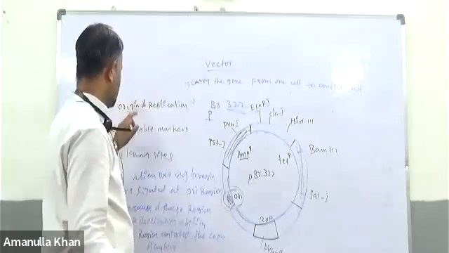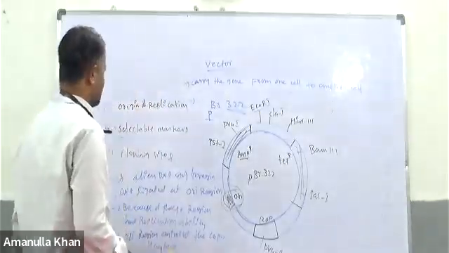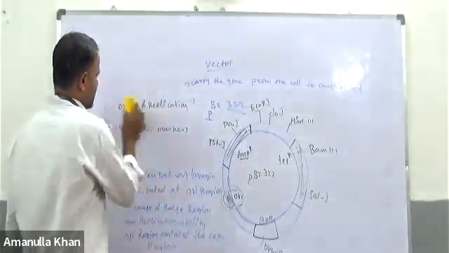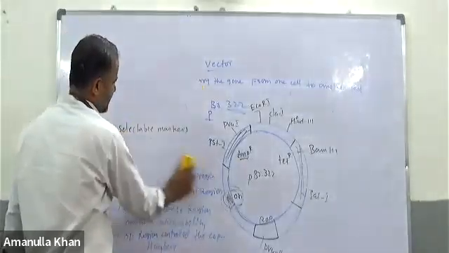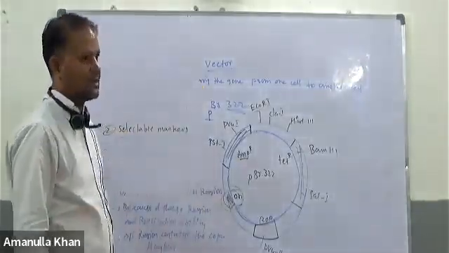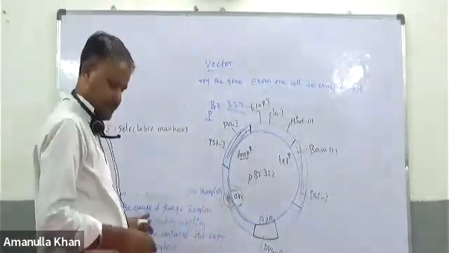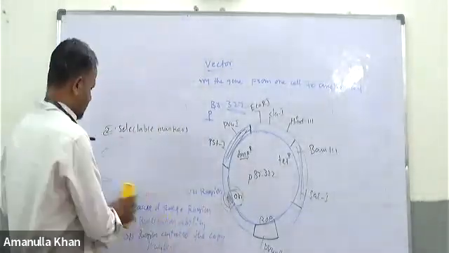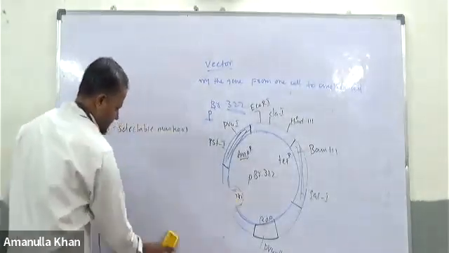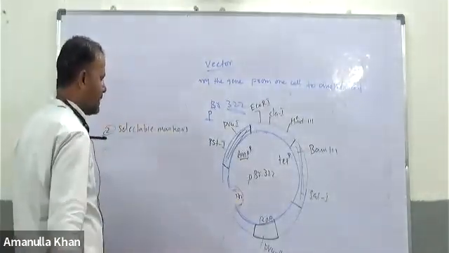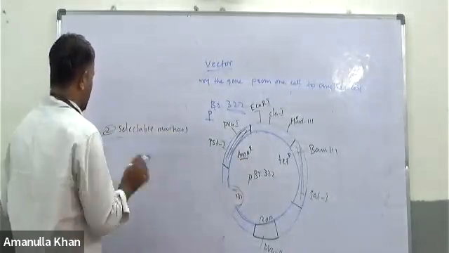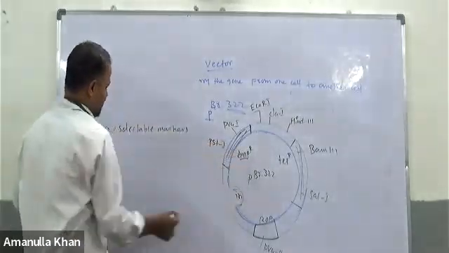These are the origin of replication. The second one is selectable markers. So what is the function of selectable markers? Selectable markers select the transformed cell and eliminate the untransformed cell. So how many selectable markers do we have in the plasmid? Generally 4 types, but here only 2 types are given.